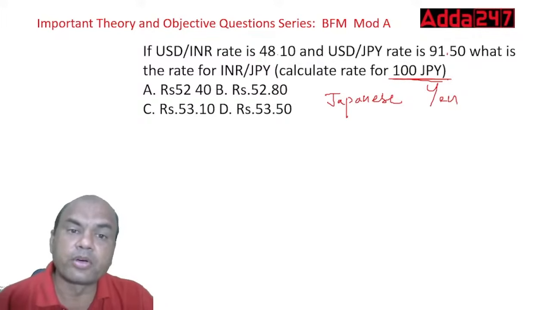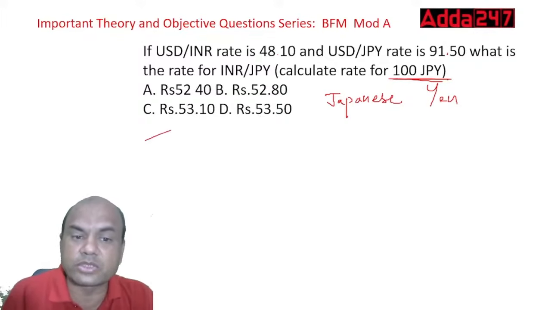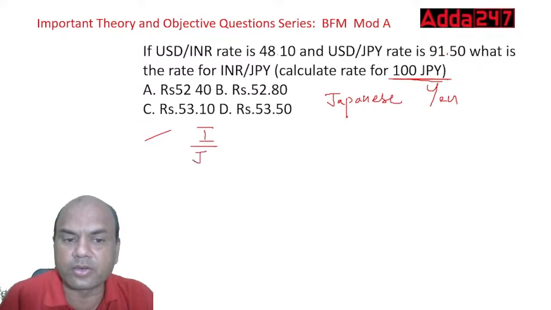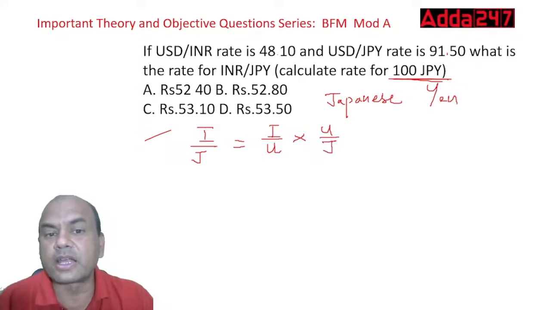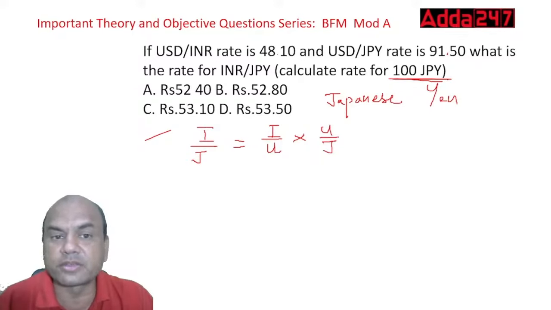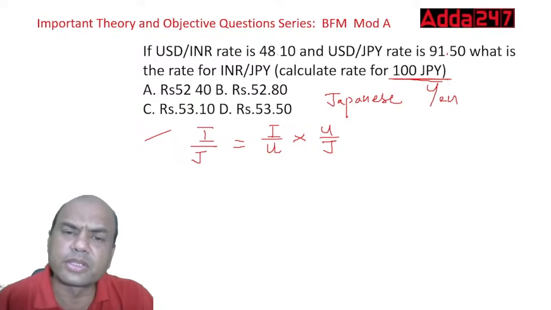Okay? So now, Japanese yen. What is the rate now? You want INR to JPY. See here, it is INR to JPY we wanted. I'll write it J over here. So again use the same chain rule. INR to USD into USD to JPY. So, are you having both the rates? Are you having INR to USD? See here, USD to INR rate is given. INR to USD into USD to JPY. This is what you want. So, how will you do this?